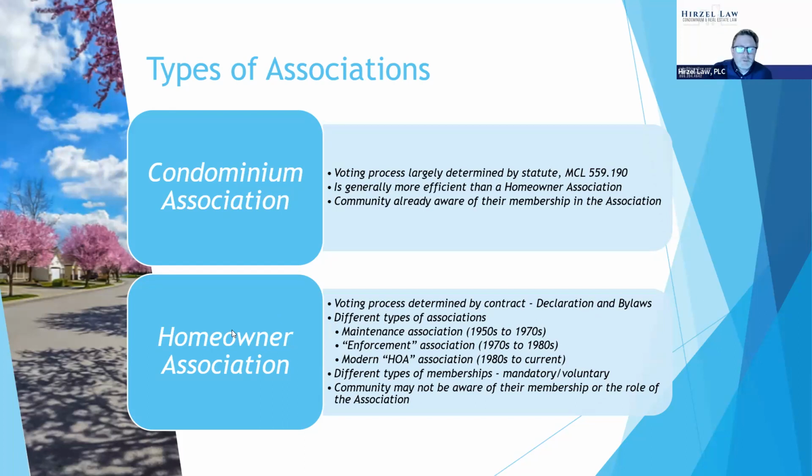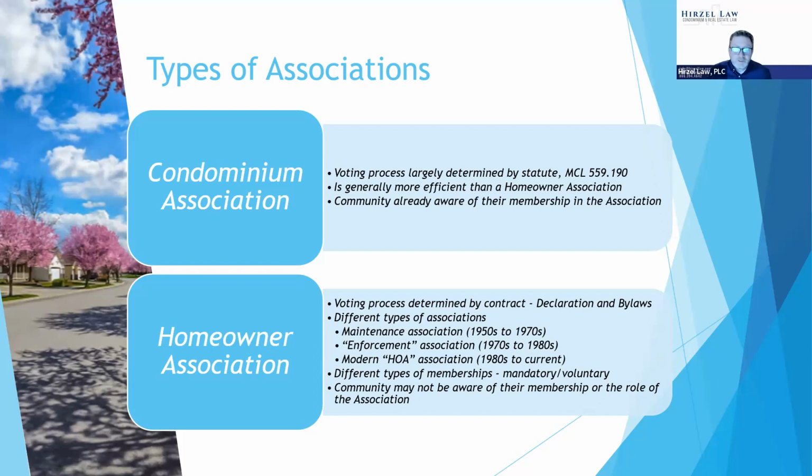The next type would be a homeowner association, or an HOA. These are really creatures of contract. The voting process is going to be determined almost entirely by the documents that govern that association. And I tend to divide these associations up into 3. You have what were called maintenance associations. It could be called an improvement association. But they tended to be formed for the purpose of taking care of a specific thing like a lake or a park or something along those lines.